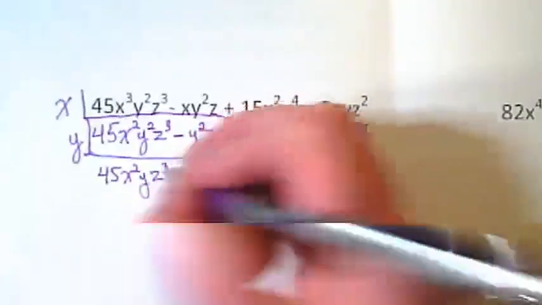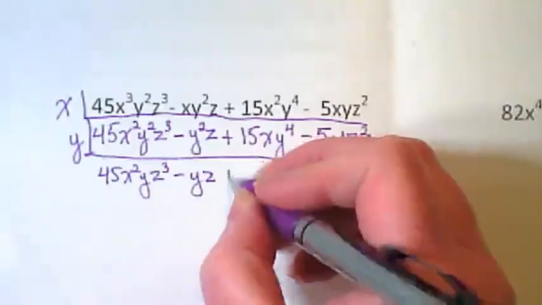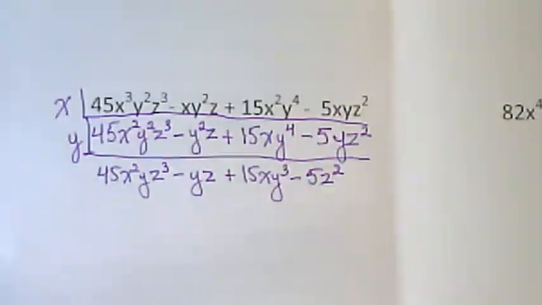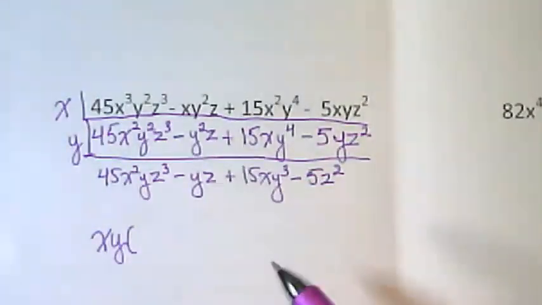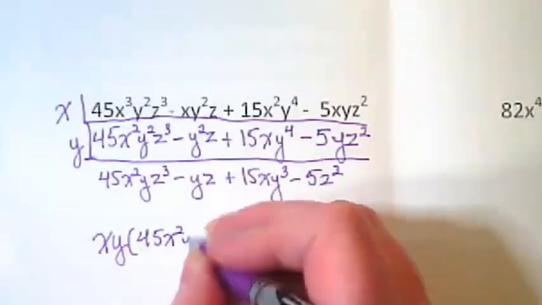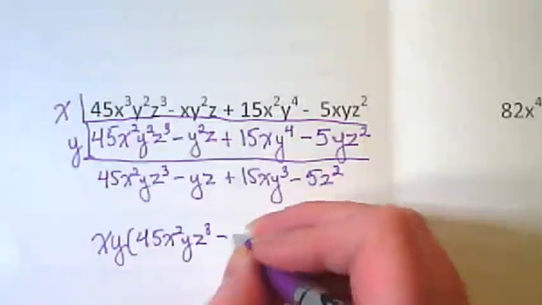That means the first one is going to be 45x squared, y squared, z to the third. The second one only has one x, so if I divide it out, I get y squared times z. Plus 15xy to the fourth. There were two x's here. We divided one out, but everything else in this term stays the same.